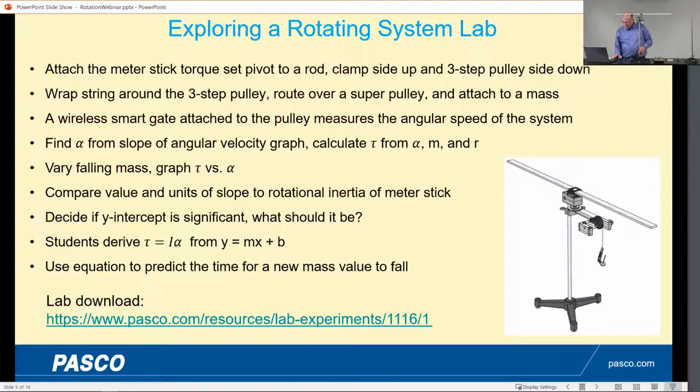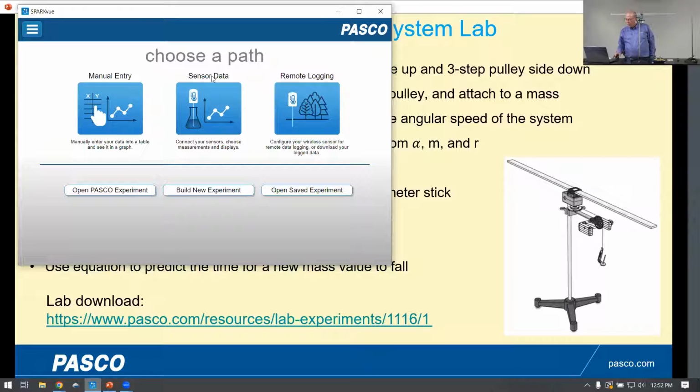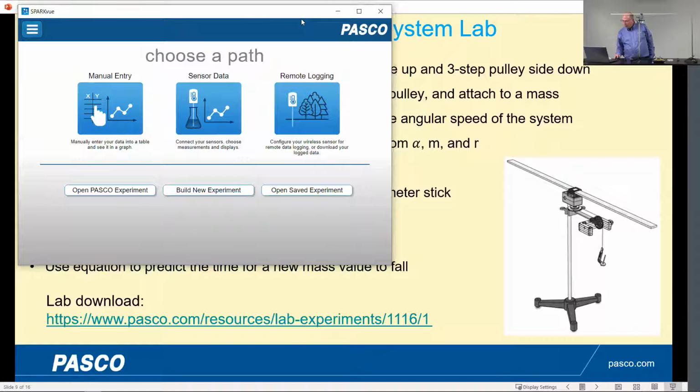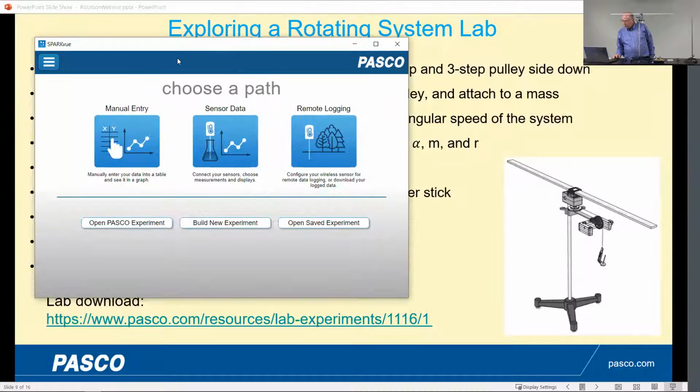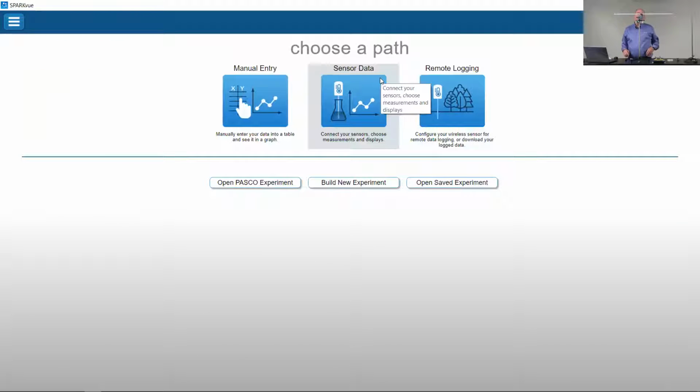I'm going to bring up our SparkView software. SparkView is an app you can get for your tablets and phones in the App Store or the Google Store, and also for Chromebooks in the Chrome Store, for free. For PCs and laptops, there's a single user or a site license fee.